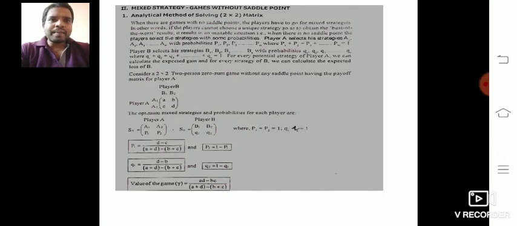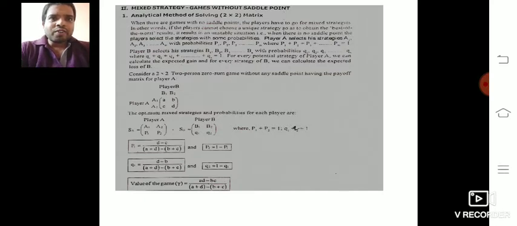Now here write the matrix SA, that is for the player A. How many strategies does player A have? Two strategies A1 A2, write them in the form of a row, and he has the probabilities P1 P2. Similarly for player B, the SB matrix is indicated by B1 B2, the strategies of player B, and Q1 Q2 are the probabilities, where P1 plus P2 equals 1, Q1 plus Q2 equals 1.